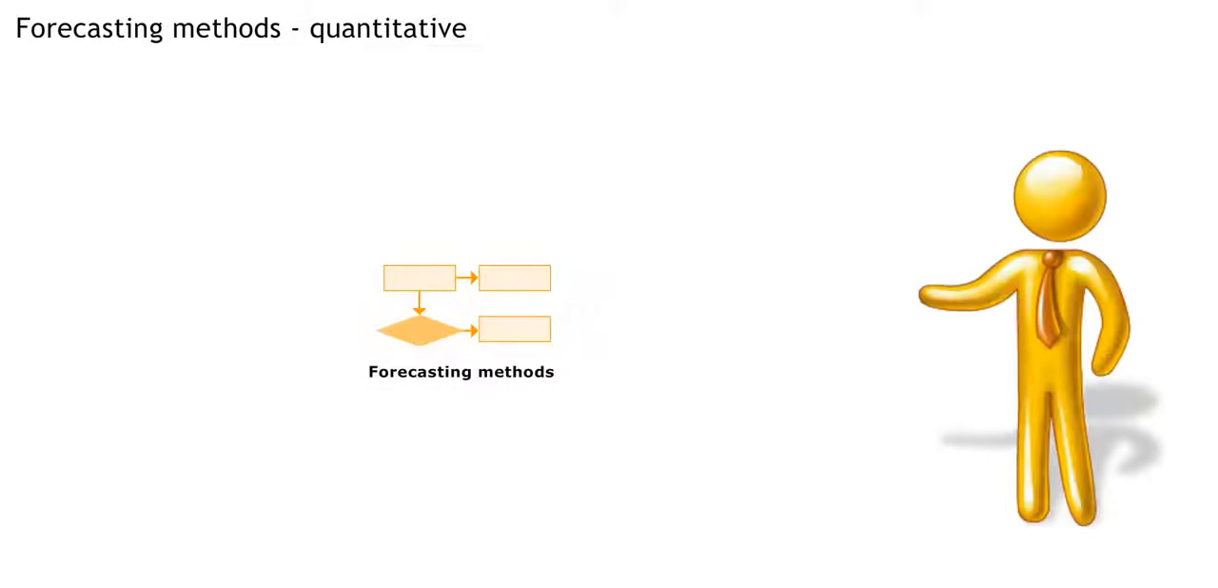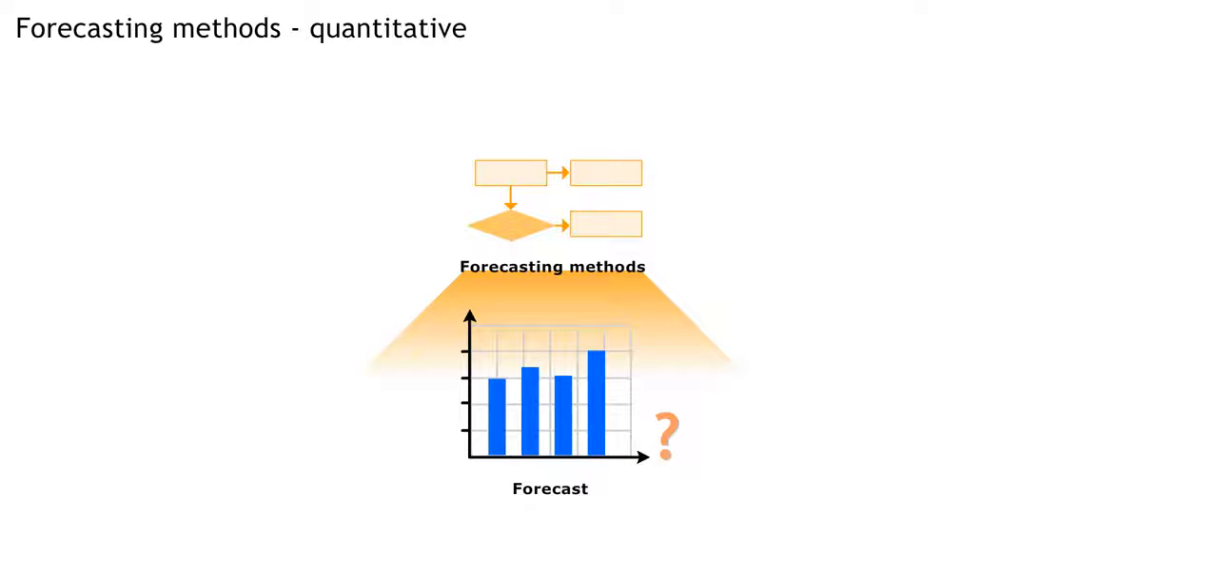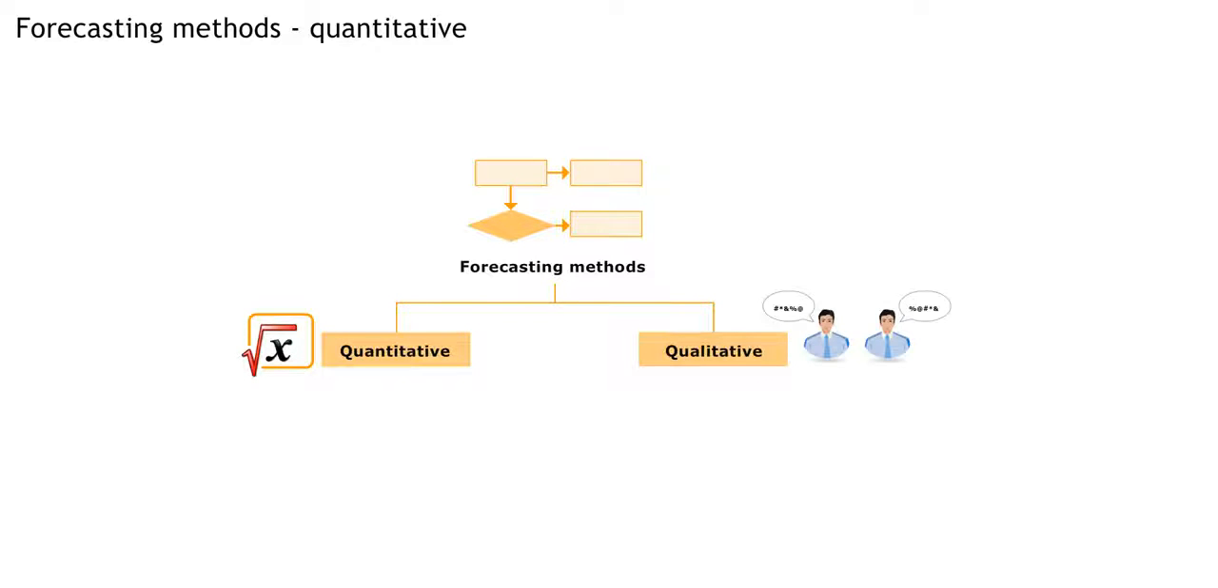We will now move on to discuss forecasting methods. A more detailed explanation of individual forecasting methods will be provided in future courses. So, how do we actually do the forecasting? There are two types of forecasting methods, quantitative and qualitative.